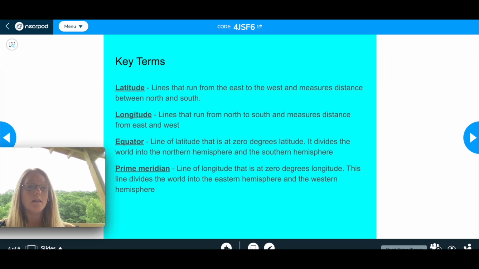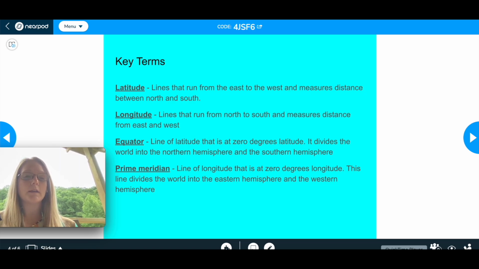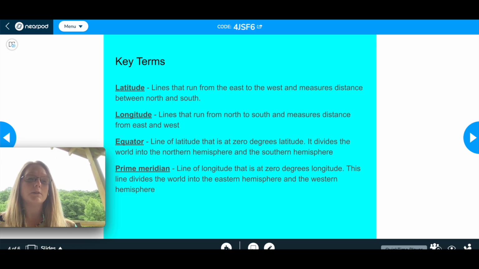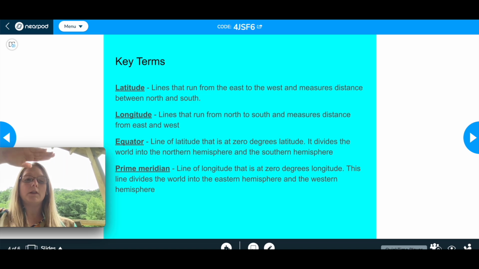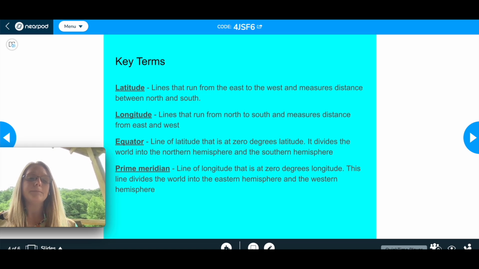All right, so let's see how everyone did. So latitude, these are lines that run from east to west and measure distance between north and south. A little trick that works for me is when I think of latitude, I think of laying down. So these are flat lines like this, and they run east to west, and then they go up on the globe like this and down. So they go north and they go south, okay?